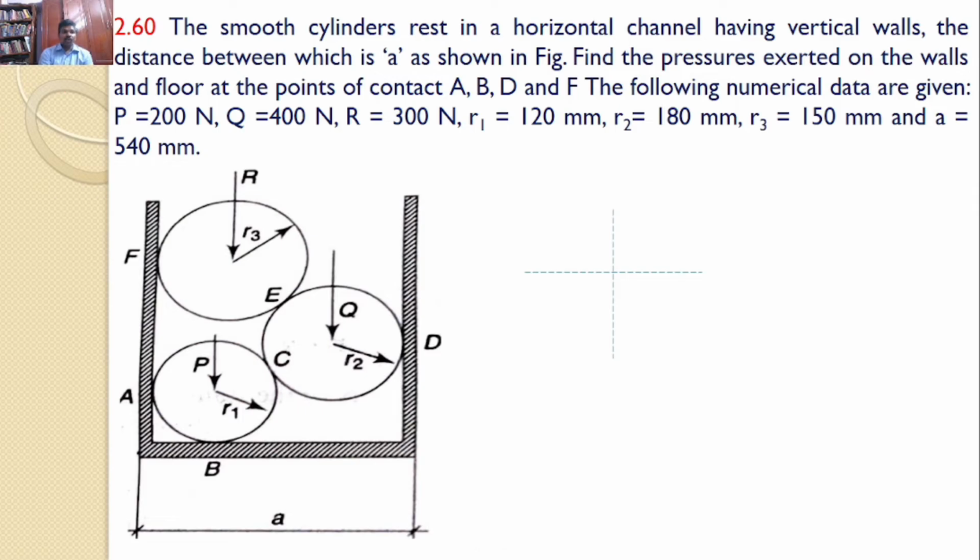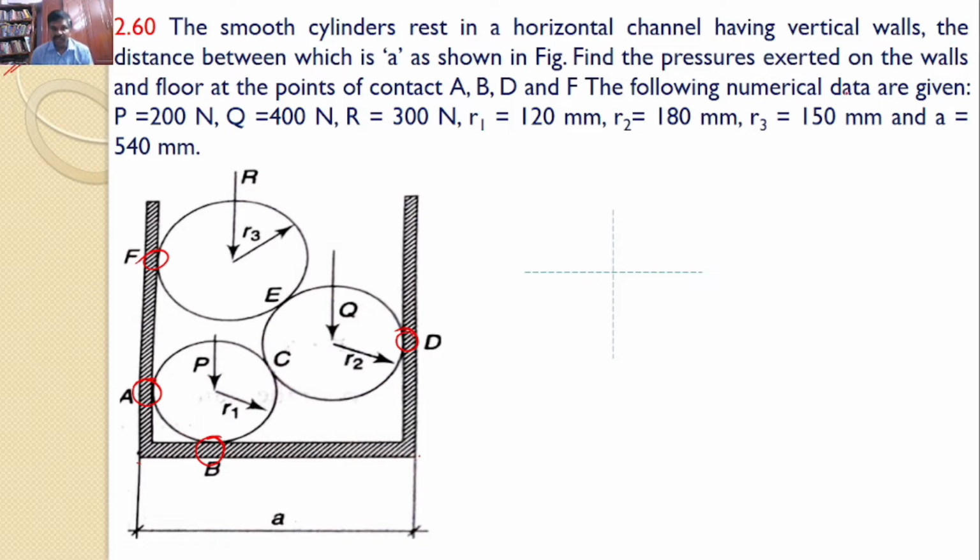Timoshenko. In this tutorial, we will discuss problem set 2.4 and problem number 2.60. The smooth cylinders rest in a horizontal channel having vertical walls, the distance between which is A as shown in the figure. That means three cylinders are placed like this and the distance between these two vertical walls is A. Find the pressures exerted on the walls and floors at the points of contact A, B, D and F. That means our interest is to find the reaction force at A, B, D and F.